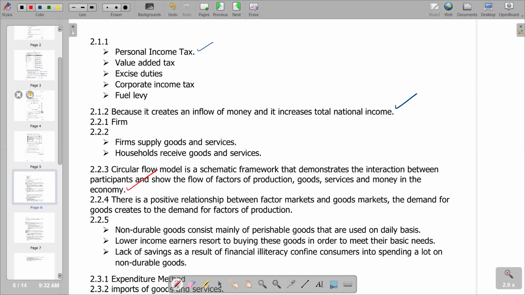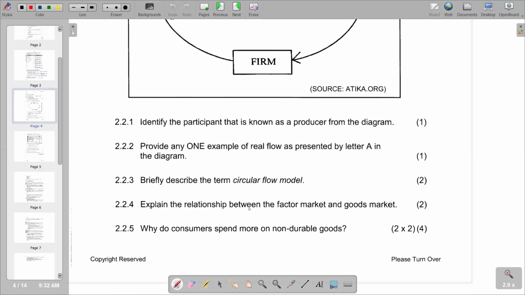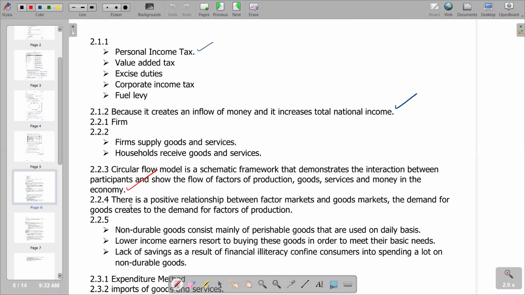Moving on to the next question: explain the relationship between the factor markets and goods market. Obviously, the factor market is where we see the factors of production. And in the goods market, we see the buying and selling of goods. So the relationship that exists is that there is a positive relationship between factor markets and the goods market.